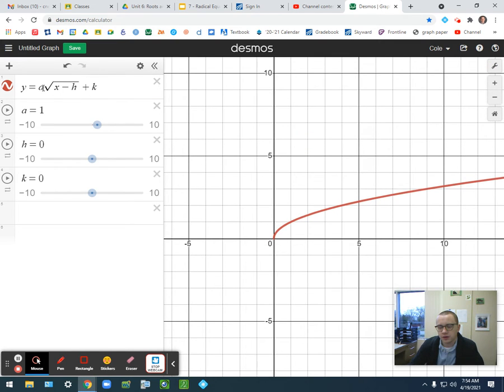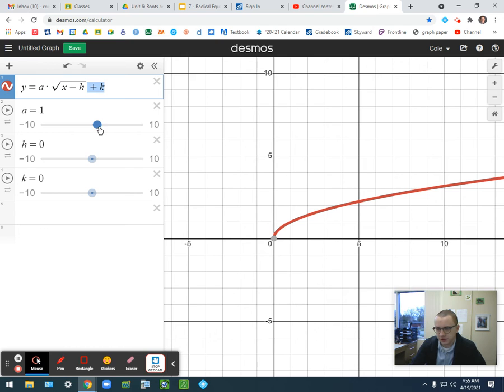Okay, and here is my a. There's a little times symbol there, times x minus h in the square root, and then outside of the square root plus k. So it's important which ones are in and which ones are outside of the square root. I see that right away.